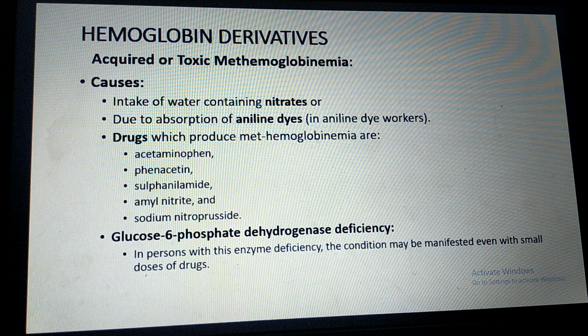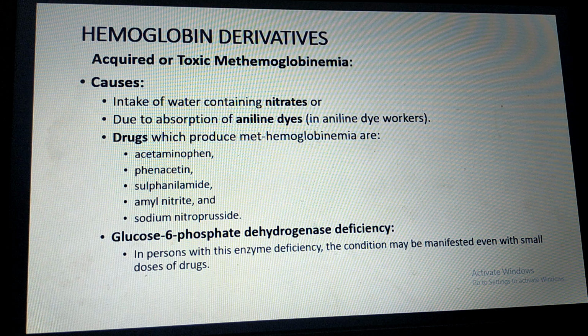After completing the congenital causes, we will see the acquired causes of methemoglobinemia. First is intake of water containing nitrates, which oxidizes ferrous into ferric form. Aniline dyes. These are important for the workers who work in these dye factories. Here the ferrous iron is oxidized to ferric form. There are some drugs which also convert the normal hemoglobin into methemoglobin, like acetaminophen, phenacetin, sulfanilamide, amyl nitrate, sodium nitroprusside.